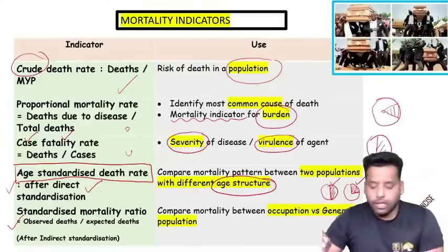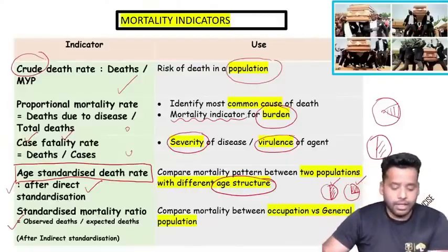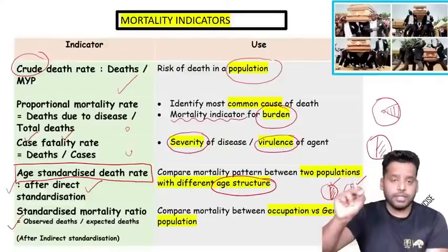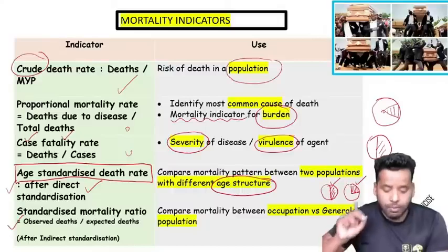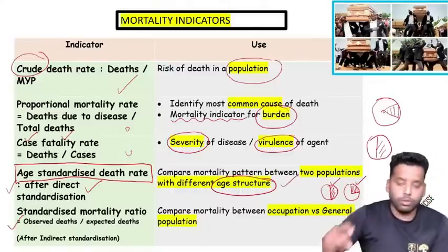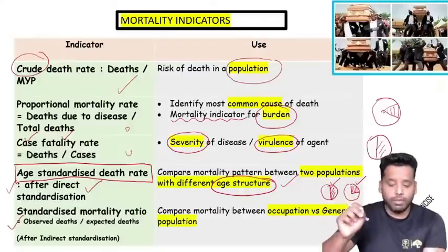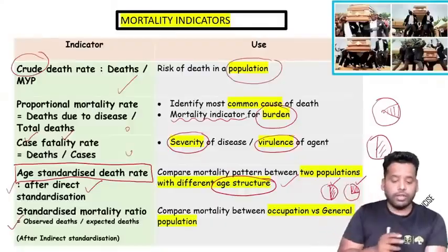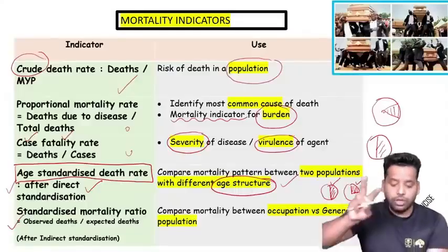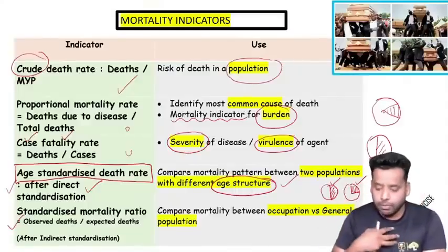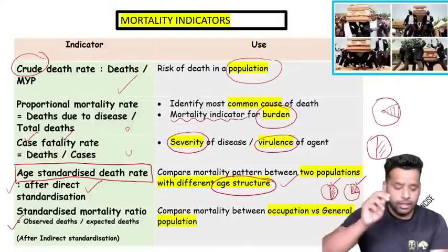Okay, good. When you do direct standardization for age, we get age standardized death rates, which can be used to compare mortality between two populations with different age structure. I want everyone to type it again. What is the indicator which can be used when there are two populations with two different age structures and I want to compare mortality? What is the indicator used?